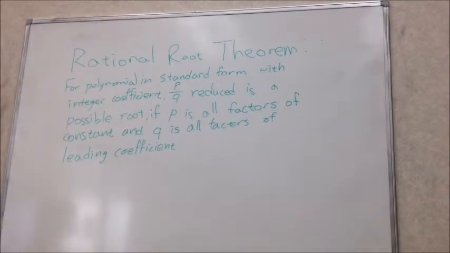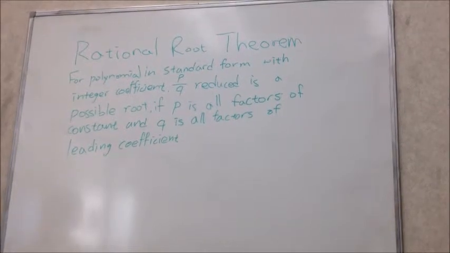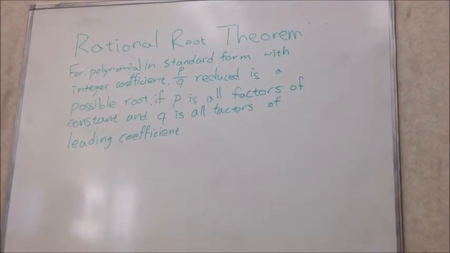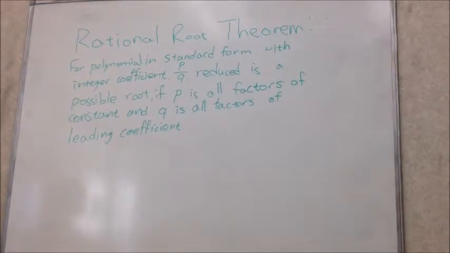The rational root theorem is for polynomials in standard form with integer coefficients. P divided by Q, reduced, is a possible root if P is all factors of the constant and Q is all factors of the leading coefficient.